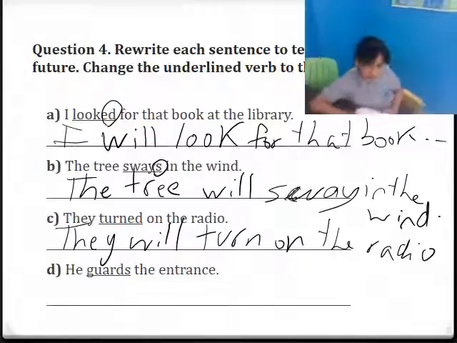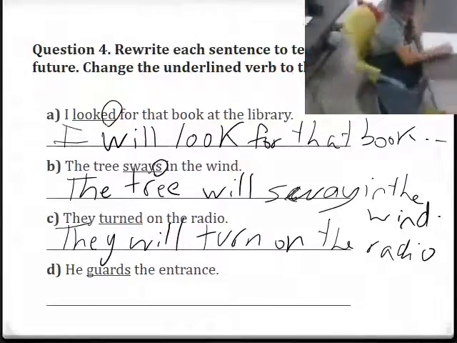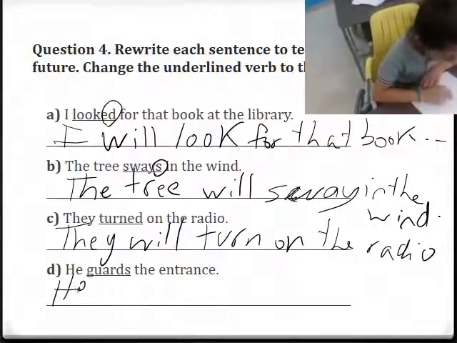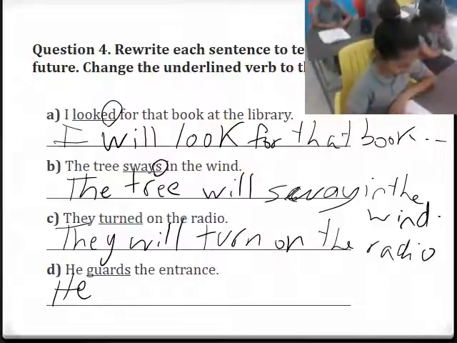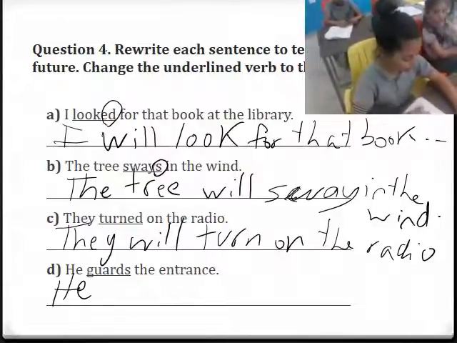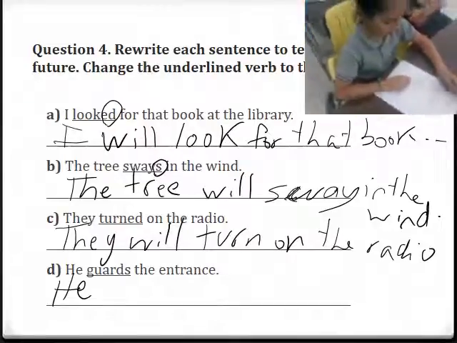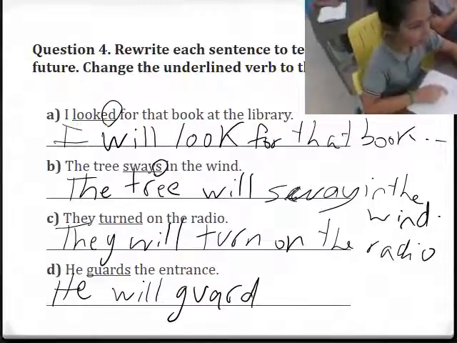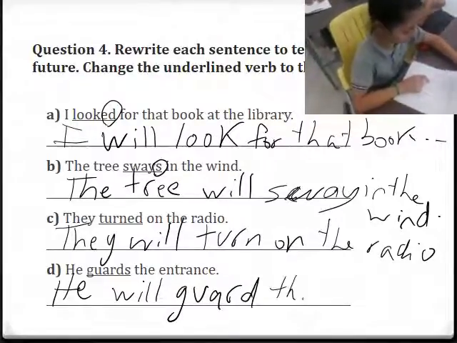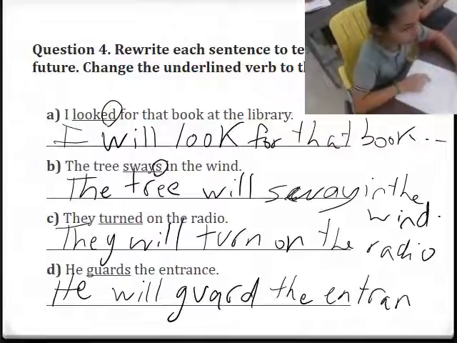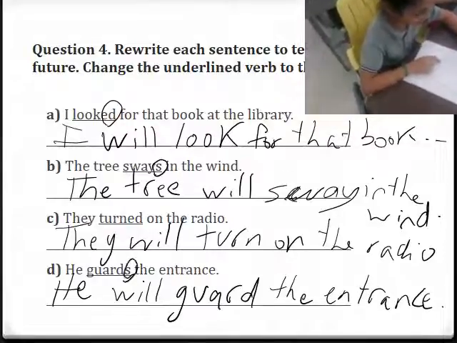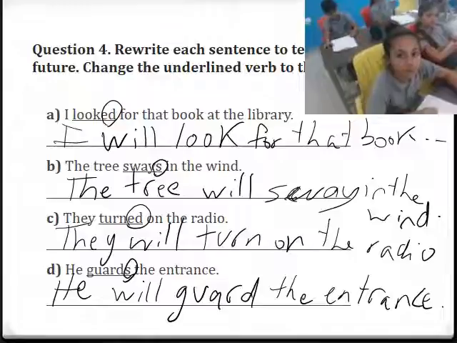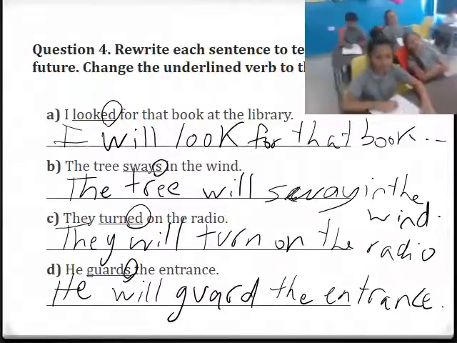Okay. Next one, Sabine. He guards the entrance. So how do we change this sentence to the future tense? He will guard the entrance. We didn't add S, correct? Very good, because this S is for the present tense and the ED is for the past. Okay, we have to keep the verb in its original form.